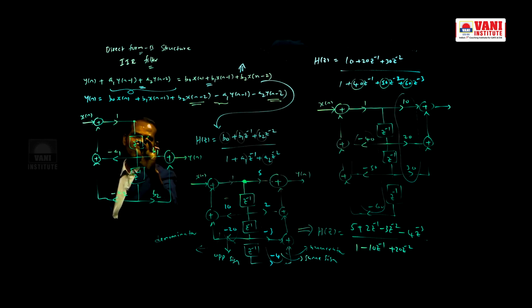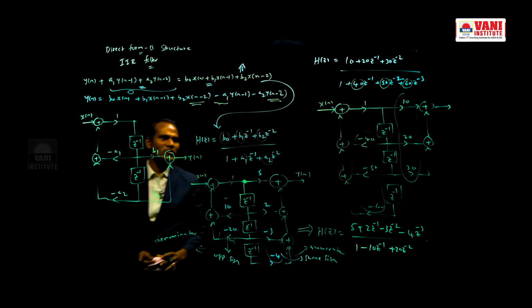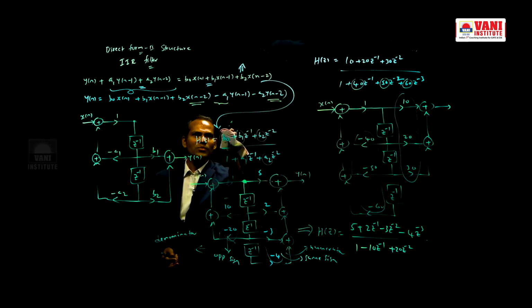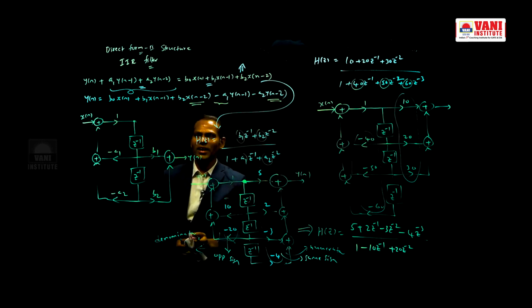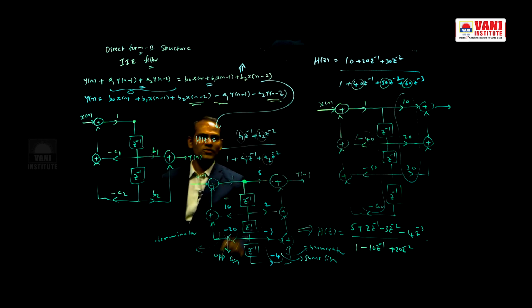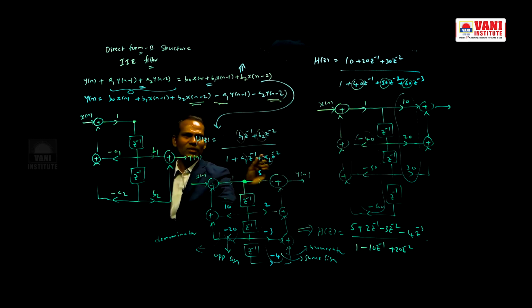If you observe, the first term is b1 z inverse, and the next term is b2 z power minus 2. b0 is absent, so don't write it. There are only two paths from here to the output, one path is b1 z inverse, another is b2 z power minus 2, and write this one.